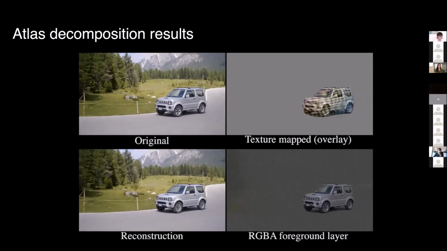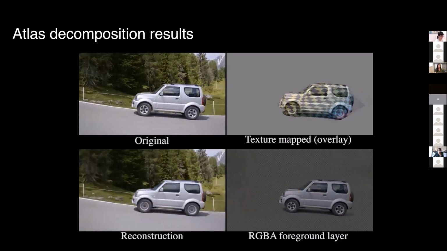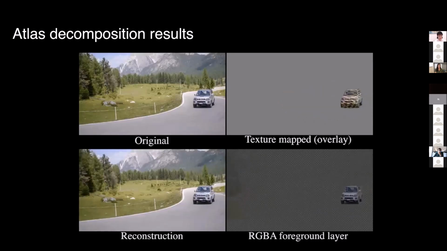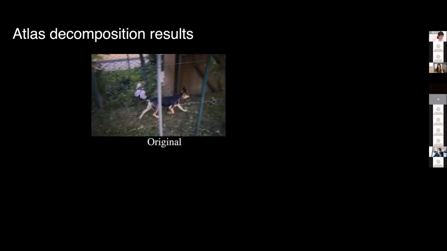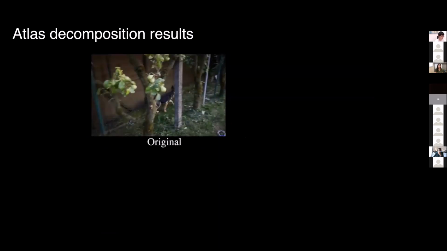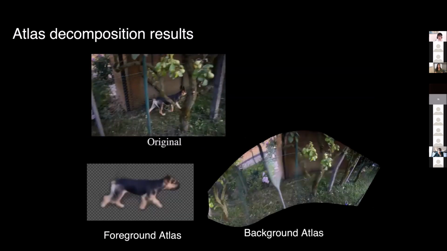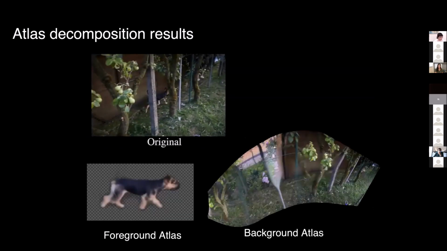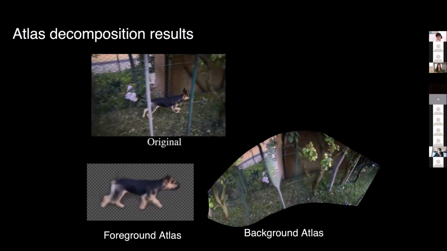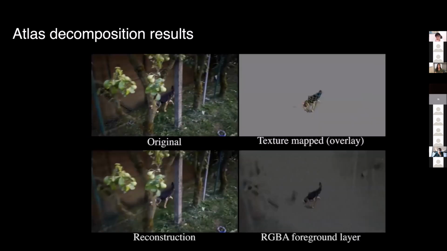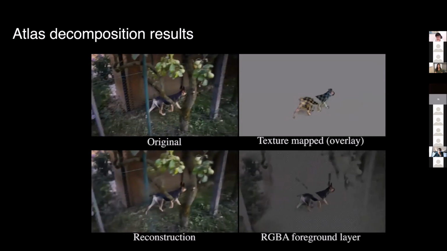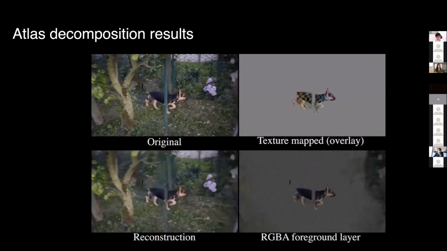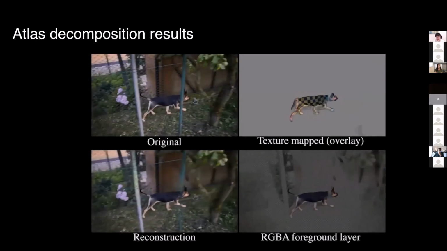You can see also an example where we map a texture onto this car on the top right. Here is an even more challenging example that has very severe parallax and complex non-rigid motions. And here is the decomposition for the foreground and background atlas. And again, you can see the reconstruction, the RGBA layer, and the texture mapped onto this object. And this is, again, a super challenging example.